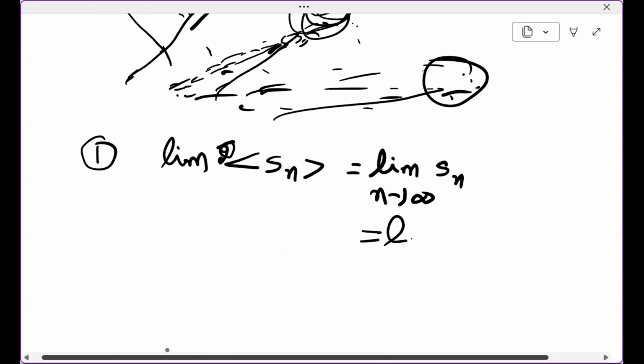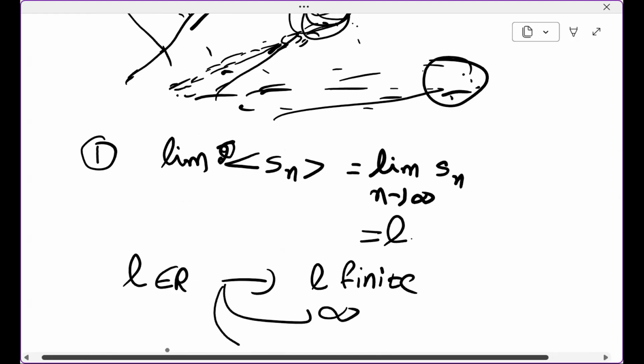This L can be infinity. Some students think L must be finite. No, L is any real number. So L may be finite, L may be infinite also, L may be minus infinity also. So we don't say the limit does not exist. The limit exists. And what is the limit of the sequence?